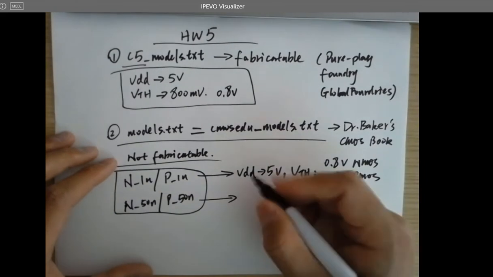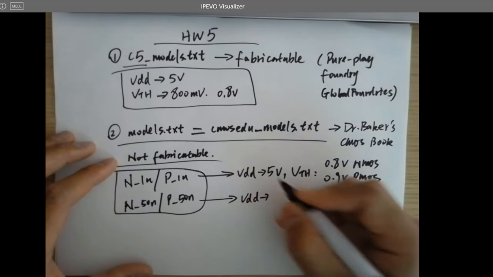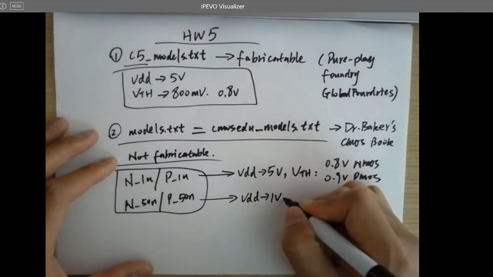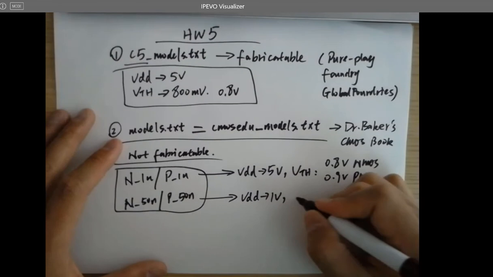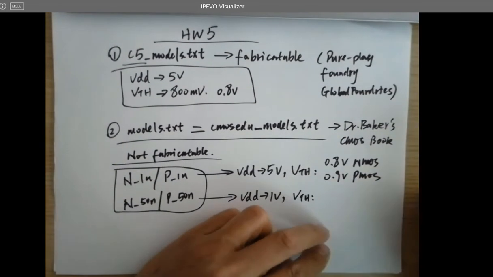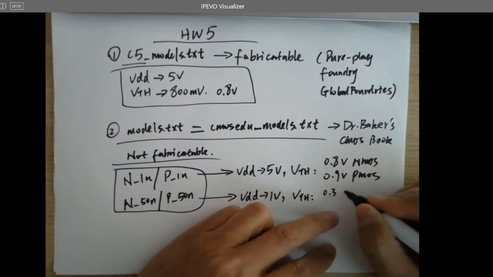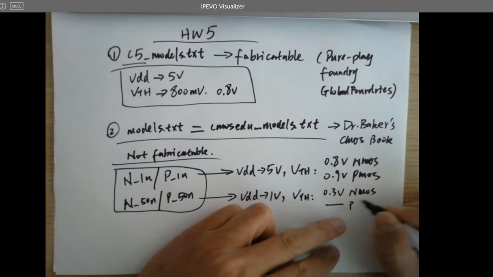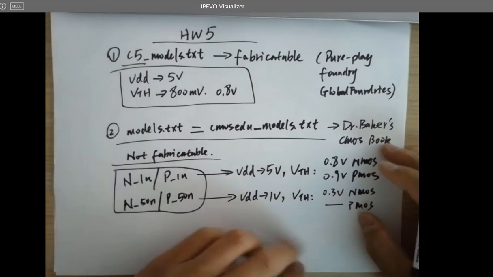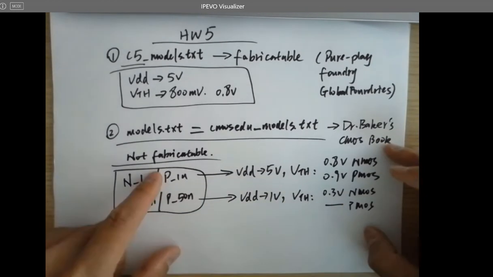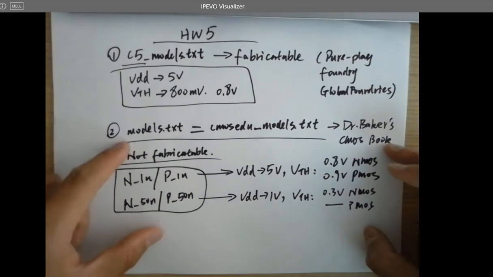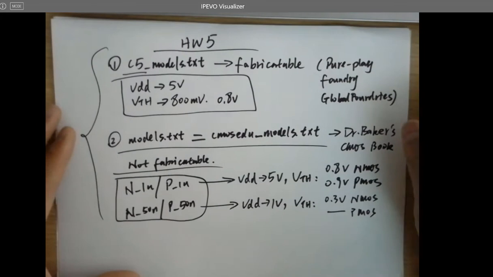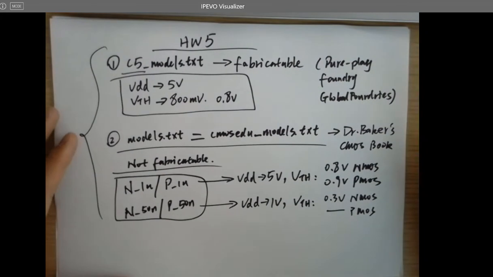What about this one? The VDD is way lower than the other ones. It's a 1 volt technology. And VTH, I couldn't remember exactly, but it's somewhere around 0.3 volts for NMOS. I couldn't remember the PMOS voltage, but you can see that it's significantly lower than all these 1 micron and C5 technologies. I just want to clarify all these model files available for this class, so you're not getting confused.